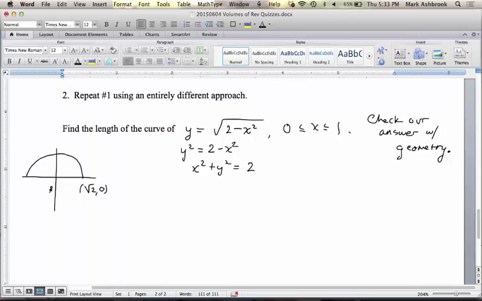And so if we're taking from 0 to 1, do you see what part of the curve we're talking about? Can you recognize what part of this curve we are going to be finding the length of? What part of the circle? From where to where?